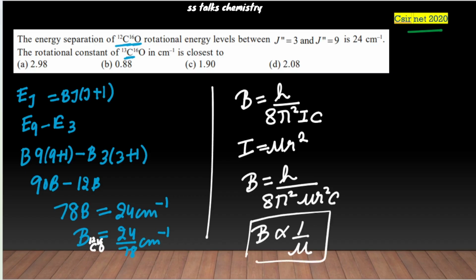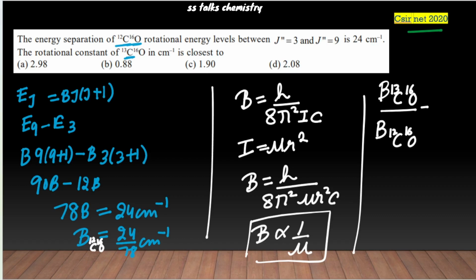So this concept now you can use so that the rotational constant for the carbon 13 isotope we can find out. So the rotational constant for the carbon 13 and oxygen 16 upon the rotational constant for the carbon 12 and oxygen 16 will be equal to the reduced mass of the 12 isotope of the carbon upon the reduced mass of the 13 isotope of the carbon, right? So now the values which are given, just substitute that. This value we need to find out. This we have found as 24 upon 78 centimeter inverse.